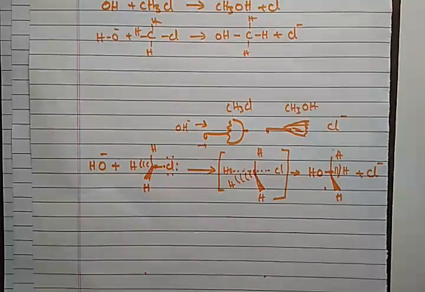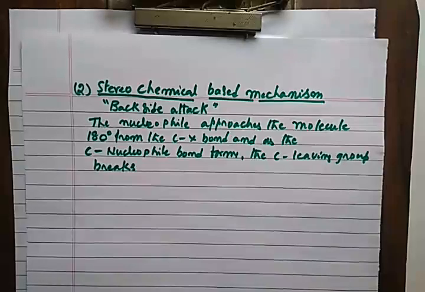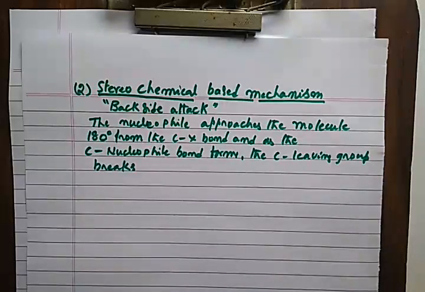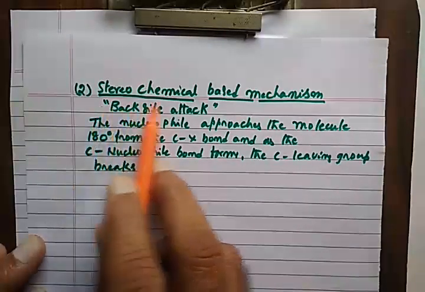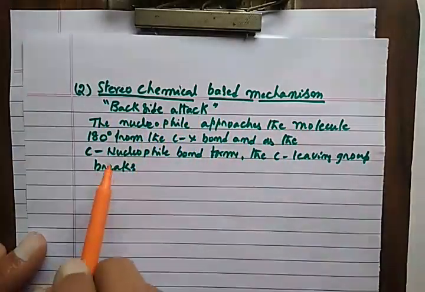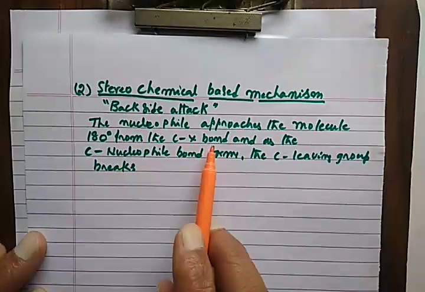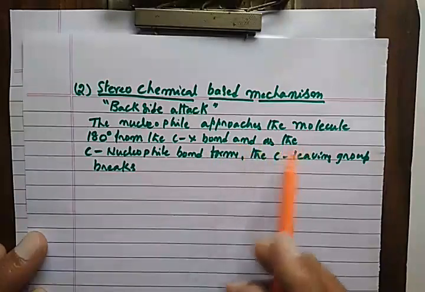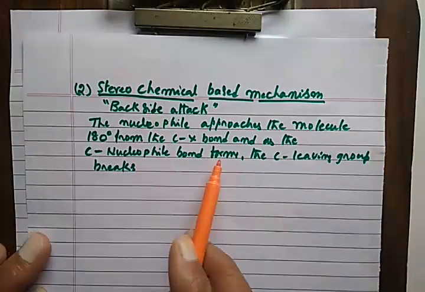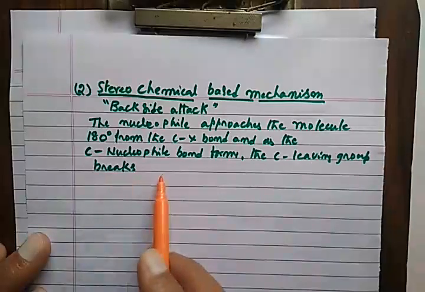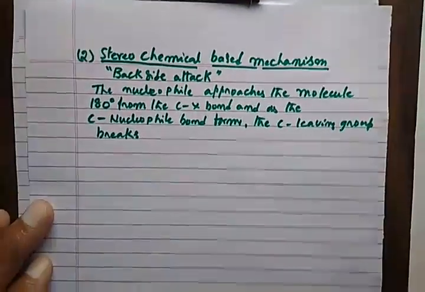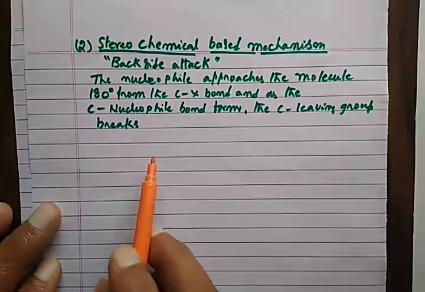So now we will go to the other explanation. In this stereochemical based mechanism, I already explained the optically active molecule and molecular inversion. With these two things I will explain here. The stereochemical based mechanism is called backside attack. The nucleophile approaches the molecule 180 degrees from the C-X bond, as we already discussed, and as the C-nucleophile bond forms, the C-leaving group bond breaks away. So here I will take a different example and explain. This example I have taken from the NCERT book.